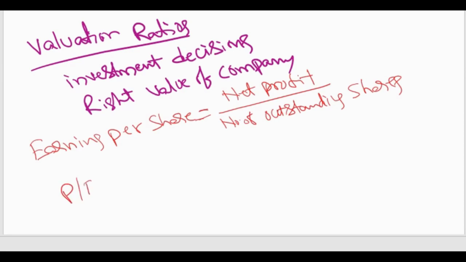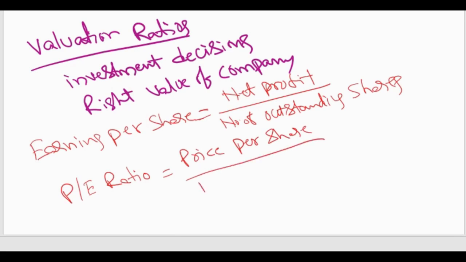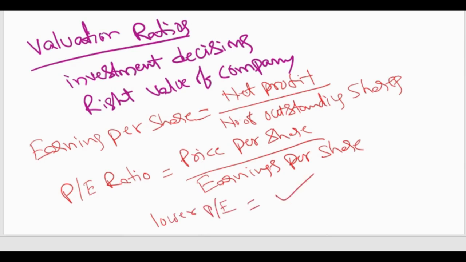And what is the PE ratio? Price per share divided by earnings per share, right? So lower the PE is fairly priced and better for investment. If it is lower PE, then it is good for investment, right? So this is all about valuation ratio.